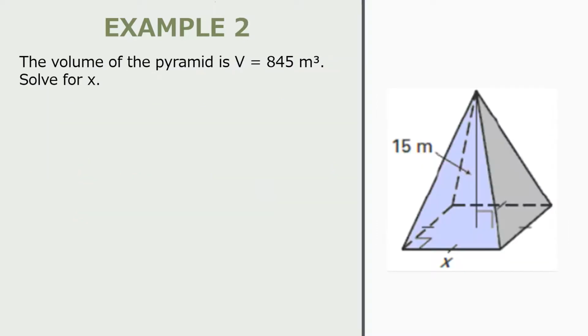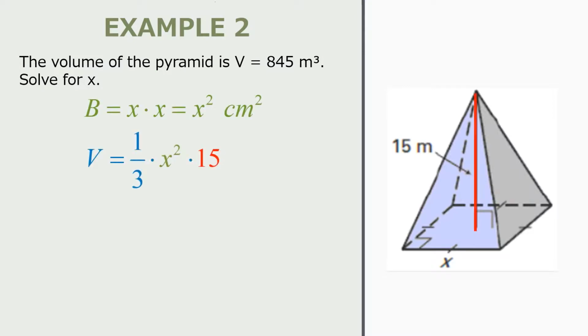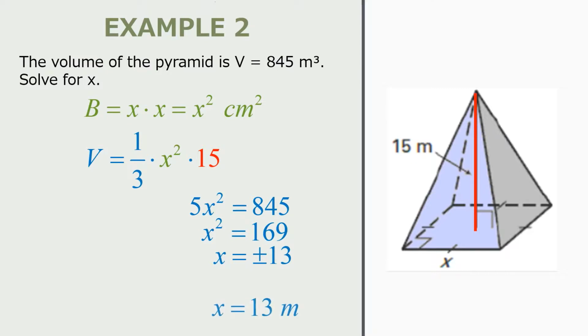Example 2, we're given the volume. So let's set up a formula. The area of the base is x squared. The volume of the pyramid is 1/3 times x squared times the height, which is 15. If I simplify that to 5x squared, I can set it equal to the given volume. We have an equation to solve. Divide by 5, take the square root, and since x is a length, we will keep the positive value, and x is 13 meters.